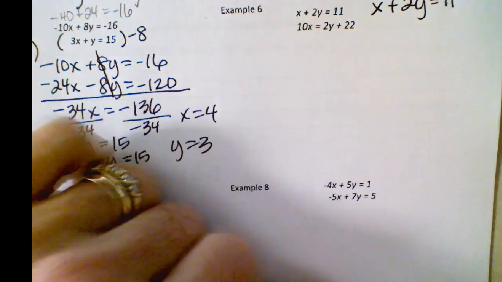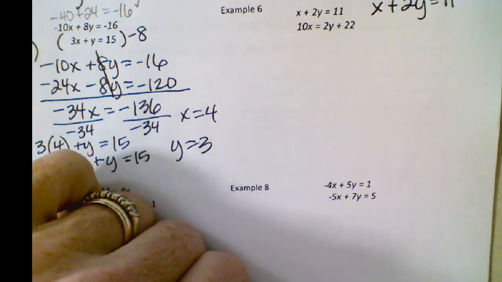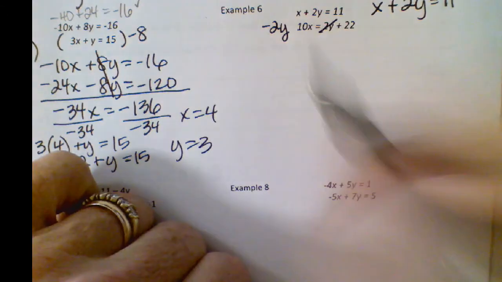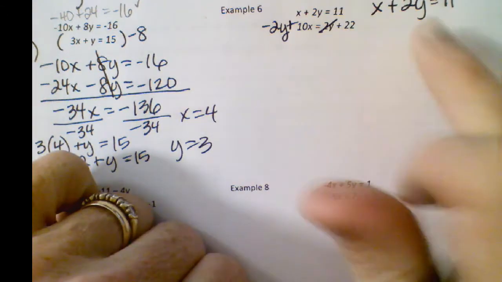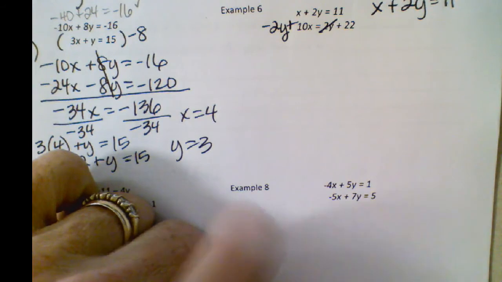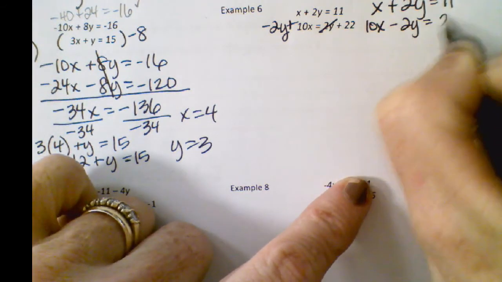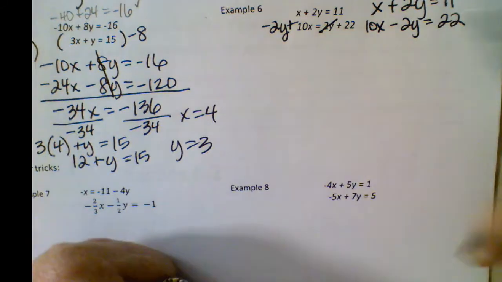Y over, and when we move it over, is it going to stay positive or go negative? It's going to go negative. So now if I just scooch that over, that's fine. But are they in the same order as my other equation? So let's just flip around. So we would get 10x minus 2y equals 22. Oh, well, that's kind of helpful. What happened?